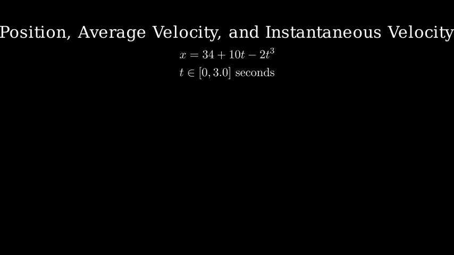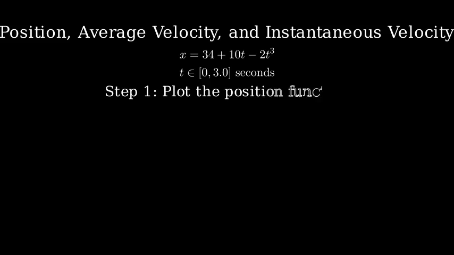Welcome. Today we'll analyze a position function and explore both average and instantaneous velocity. Let's look at our problem. We need to plot the position function x equals 34 plus 10t minus 2t cubed from t equals 0 to t equals 3 seconds. Let's break this down into steps.